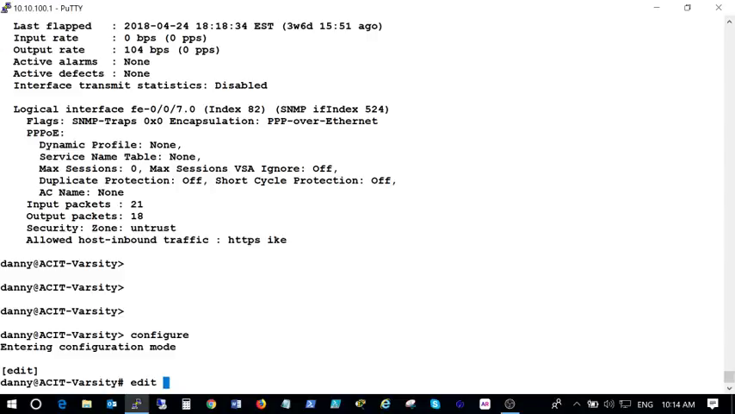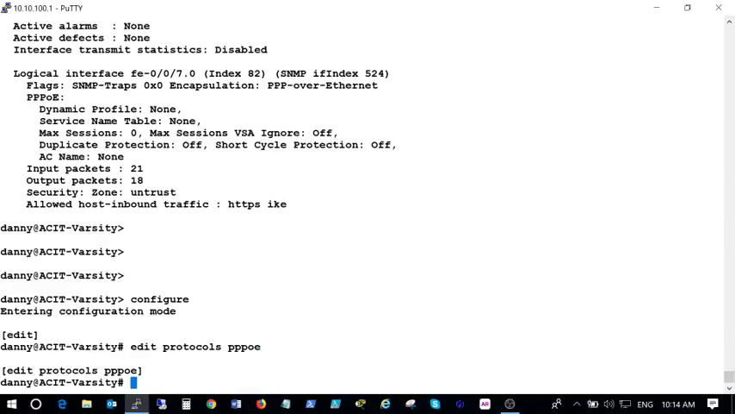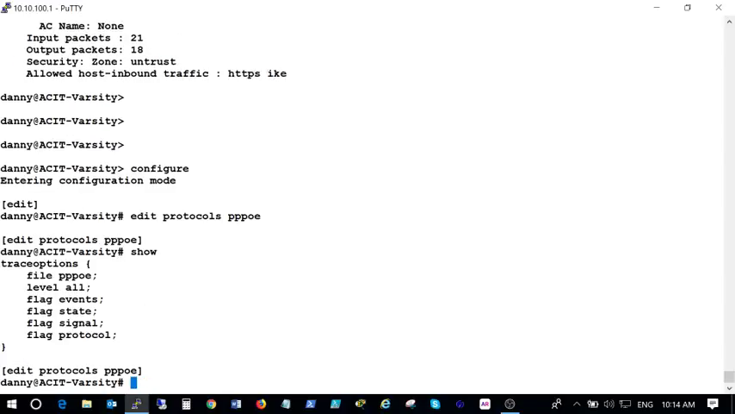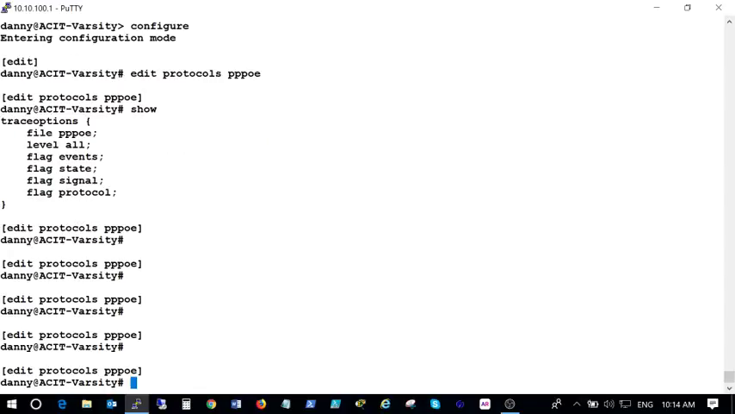I'm going to edit protocols, PPPoE. There we are. So I'm looking at my PPPoE protocol. Let's do a show under that. And we shall find that I have configured trace options under that protocol. Now, everybody see that? Here we are. Can you see that there?